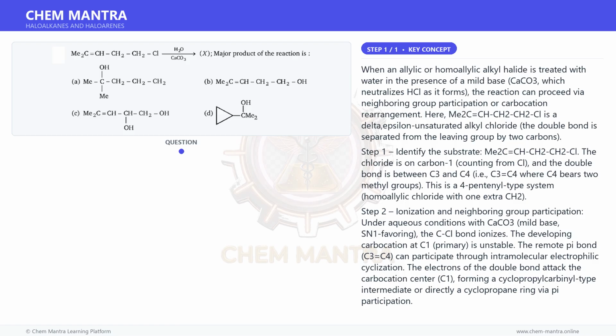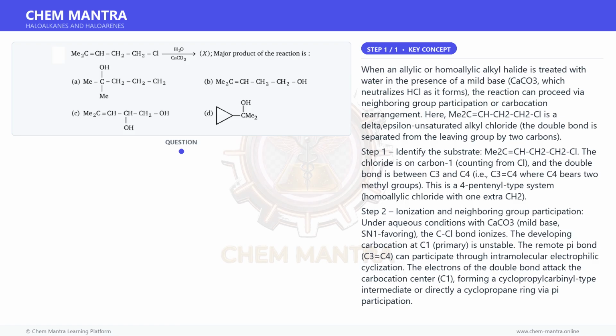A. Involves a rearranged tertiary alcohol without ring formation. The mechanism does not support a simple 1,2 shift to give that product. C. Involves hydroxylation at an internal carbon, which is not consistent with either SN1 or SN2 on the terminal carbon.